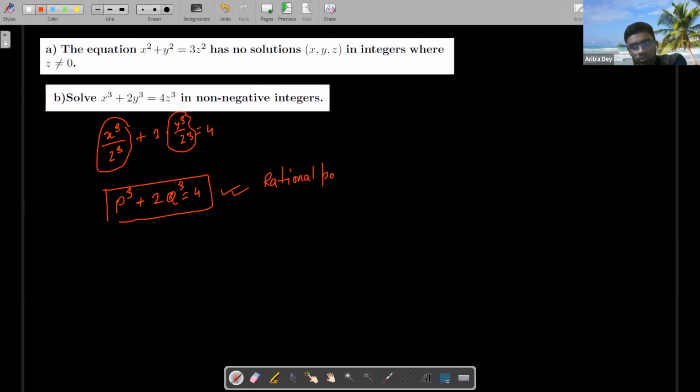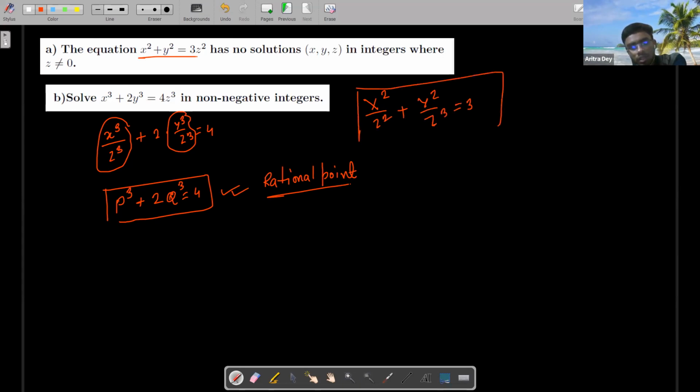No rational point. Okay. You often observe this type of thing, that x square by z square plus y square by z square equal to 3. And this means that if you assume capital X square plus capital Y square equal to 3, this means what?